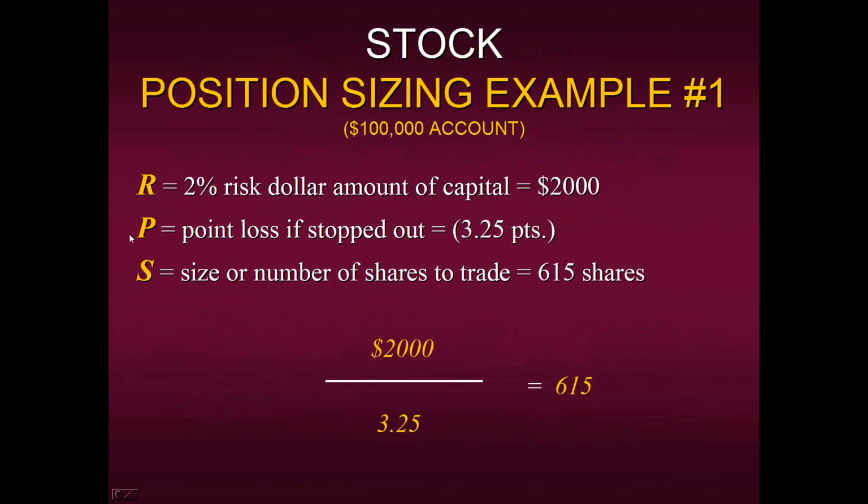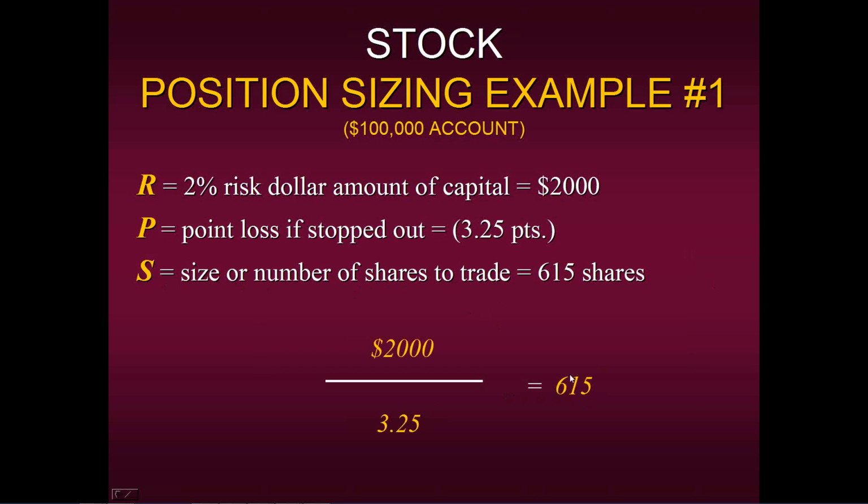Okay. Now P equals the point loss we're going to sustain if we are stopped out. So let's say our point loss is 3.25 points. That's where our stop is. All right, so that equals P. So P goes down here. You're going to divide R, $2,000, by P, 3.25. That will equal S, the size or number of shares to trade, which comes out to 615. That's the formula, the RPS formula. You see how simple that is? R divided by P equals S.